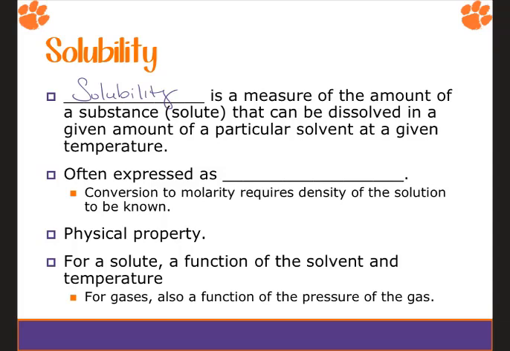So these are typically expressed in terms of grams of solute dissolved in 100 milliliters of a particular solution. So to convert to molarity, you have to know what the density of the particular solution is. It is a physical property. For a particular solute, it's a function, again, of the solvent, so it depends on what the solvent is and what the particular temperature is. For gases, the pressure is also included into that calculation.